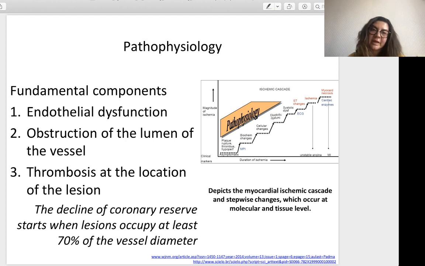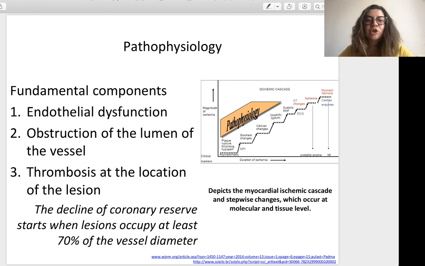Pathophysiology of coronary artery disease. Fundamental components. It is endothelium dysfunction. I hope you remember that endothelium, it is an organ. It is a secreting organ. It contains muscles. It is regulated by the nervous system and controls a lot of functions like hormones, electrolyte balance, and tonus of vessels. That's why endothelium dysfunction is usually a key pathophysiological link of atherosclerosis and especially ischemic heart disease.